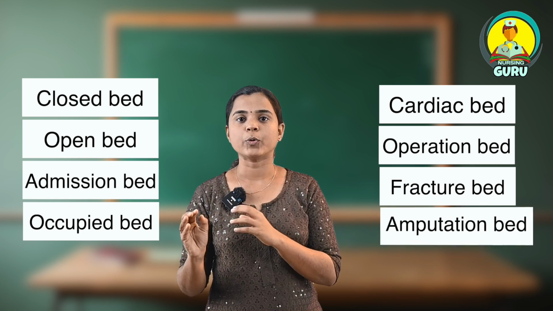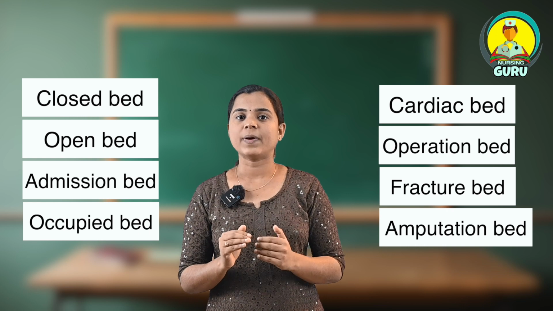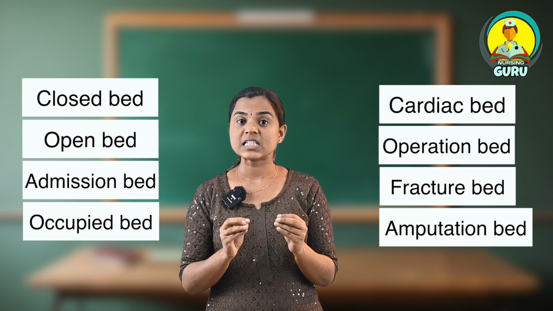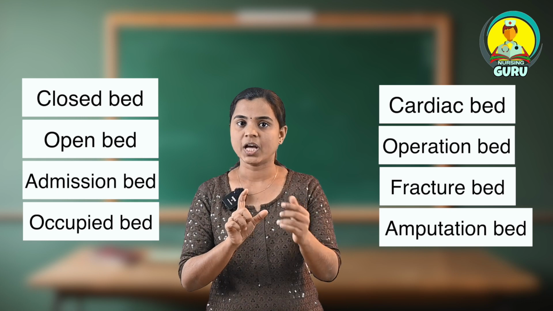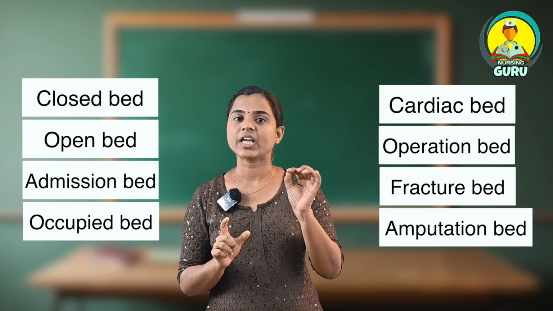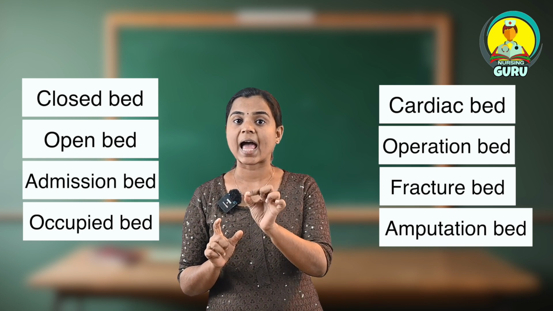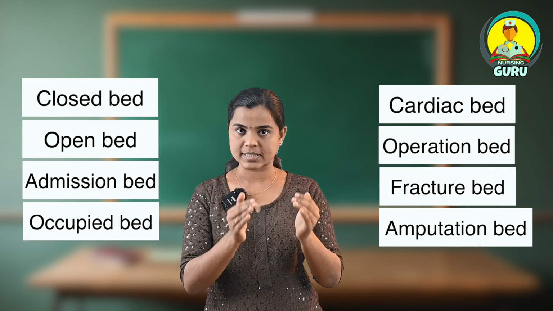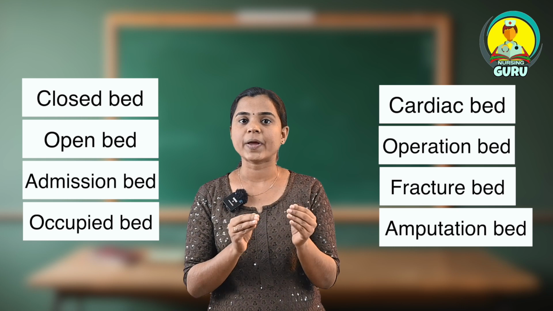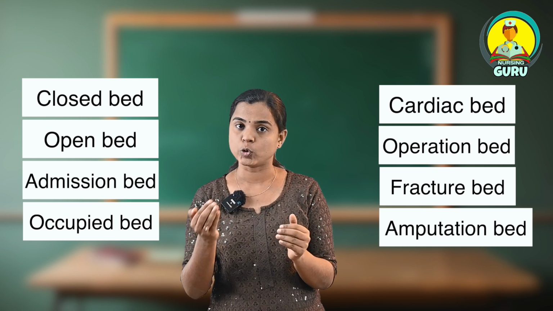The next one is the amputation bed. These beds are used by the nurse for the patient after amputation of the lower limb, where it is necessary to keep the stump visible and elevated. For example, this is used for the patient whose leg is amputated.